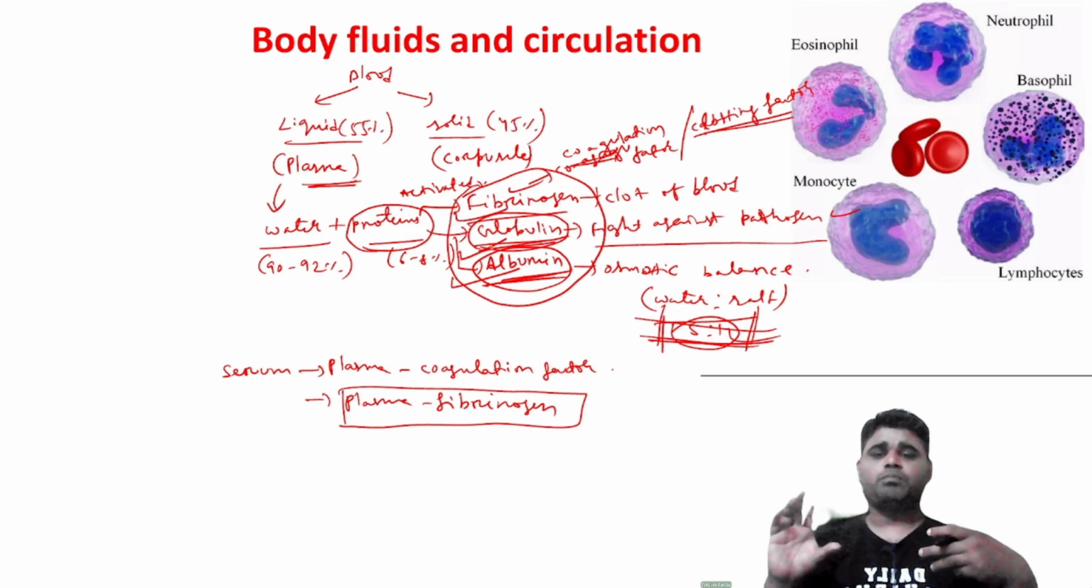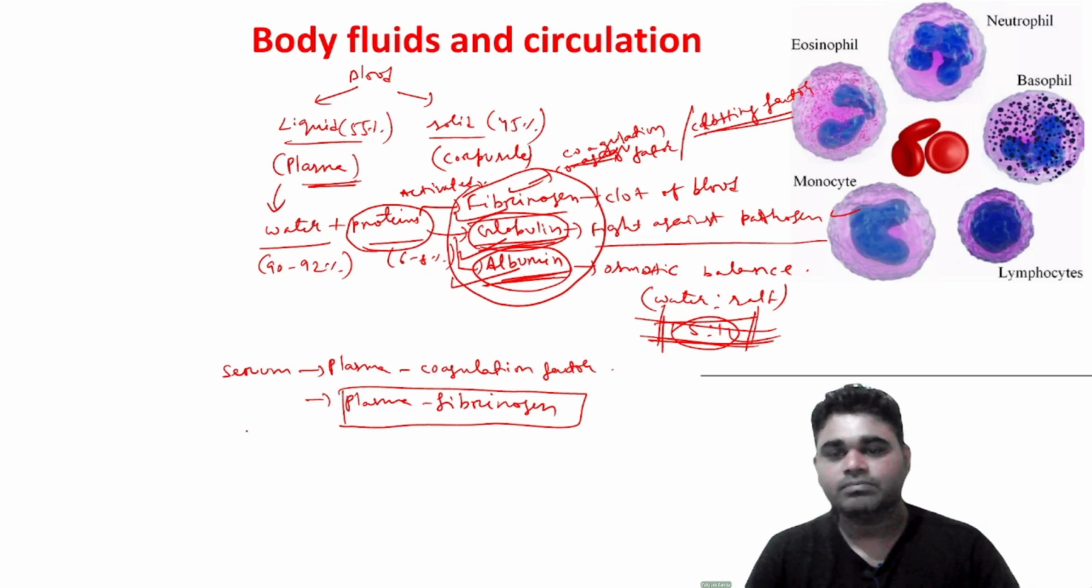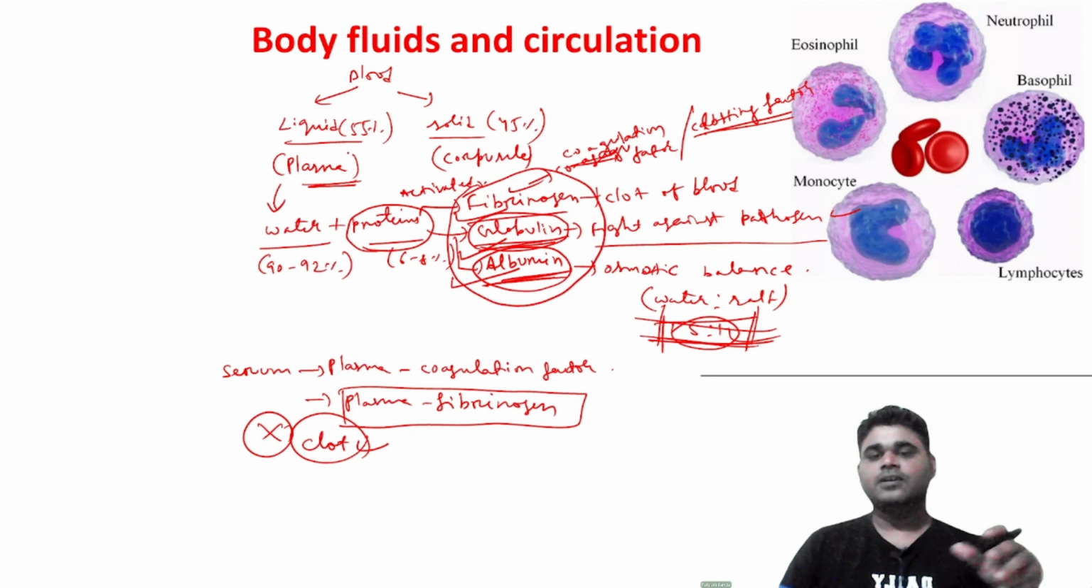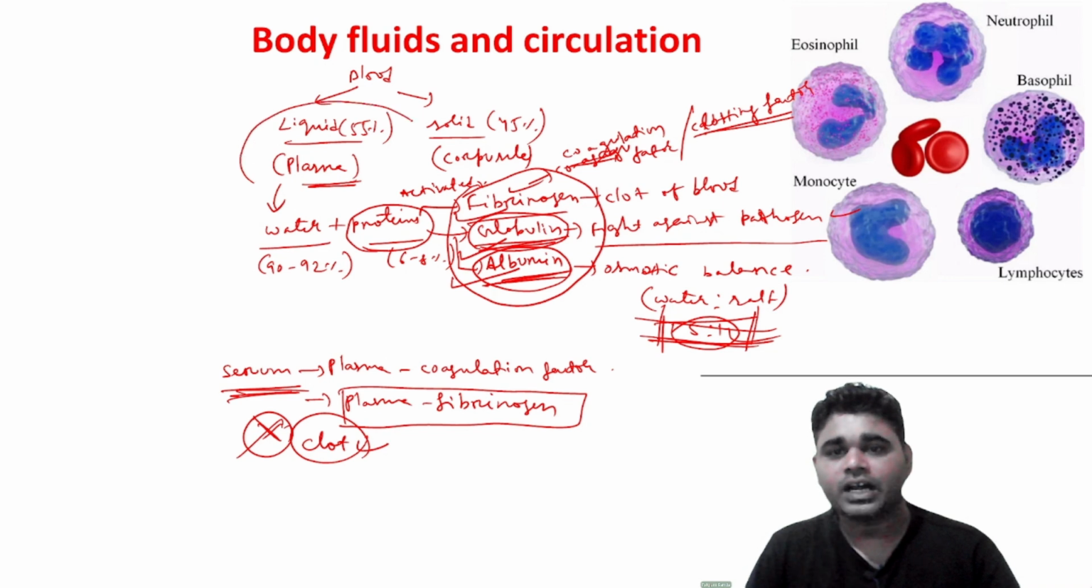Because the fibrinogen, or the clotting factor or the coagulation factor, is absent in the serum, remember that the serum cannot clot, while the plasma can clot, the blood can clot, but the serum cannot clot. Why? Because in the serum the coagulation factor or the clotting factor is absent. So, that is why it is very important to remember that the serum cannot clot. Okay. So, this is the liquid part, the plasma.